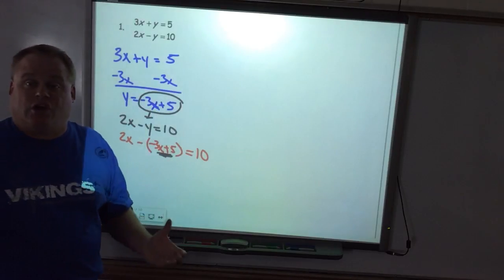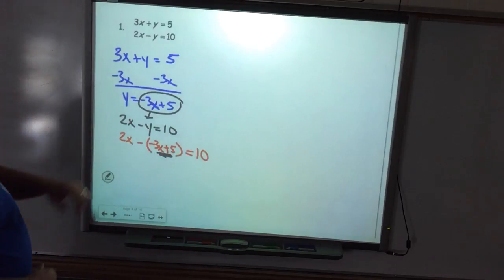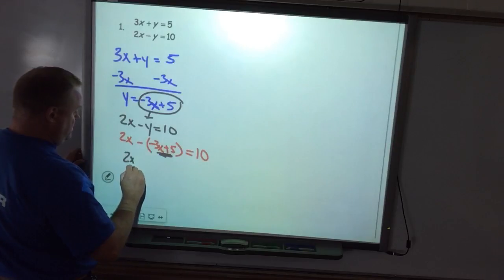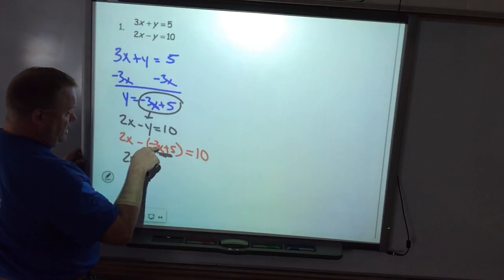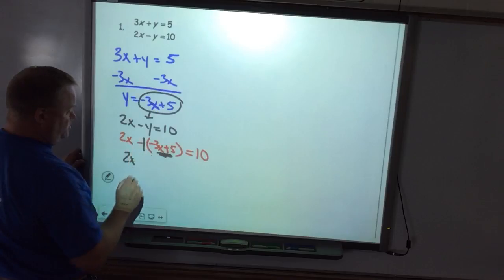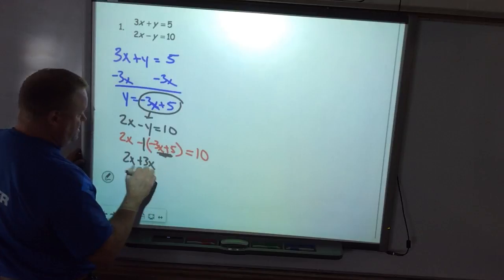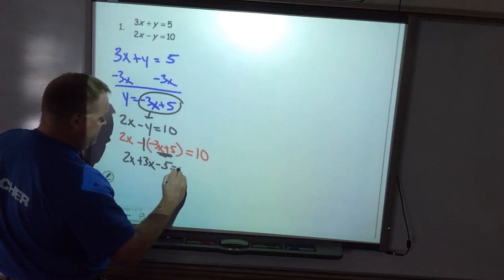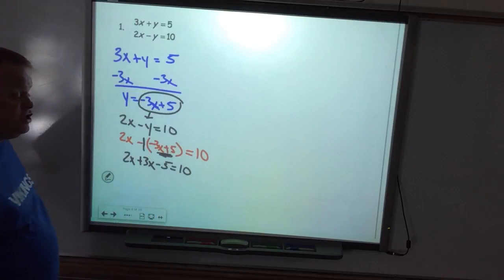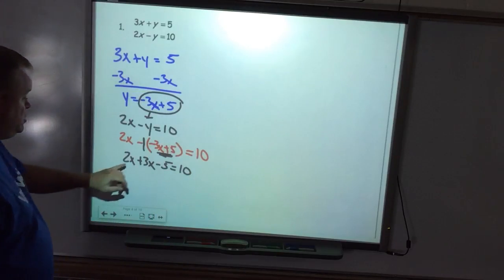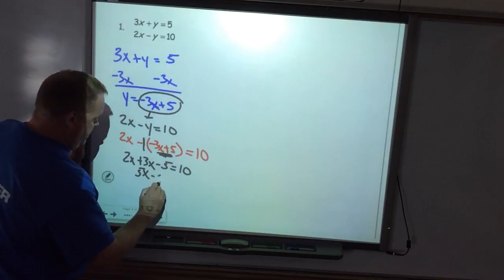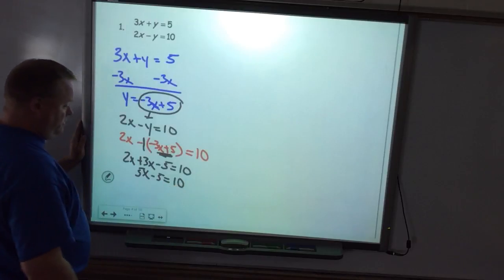Now all I have to do is solve for x, because all I have left is x's. So this becomes 2x, negative and a negative. Remember, this is a 1. It's treated as a 1 out here. So negative 1 times a negative 3 becomes a positive 3x. And a negative 1 times positive 5 becomes a negative 5 equals 10. I'm just solving for x at this point. 2x plus 3x is 5x minus 5 equals 10.